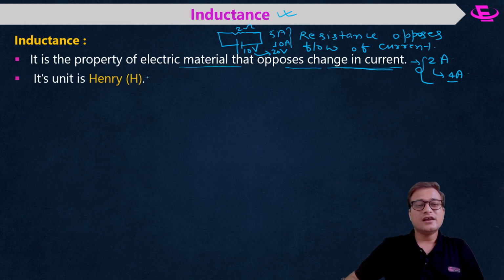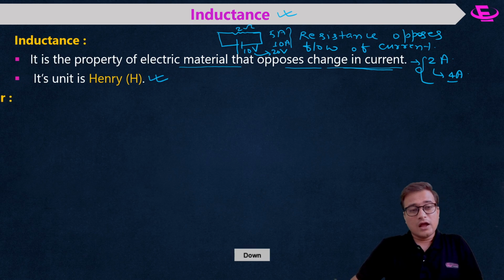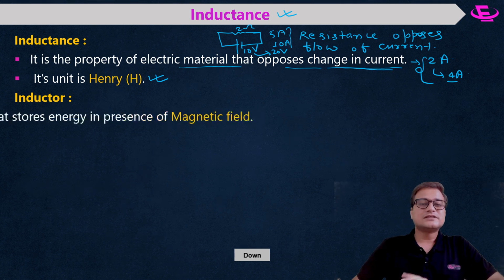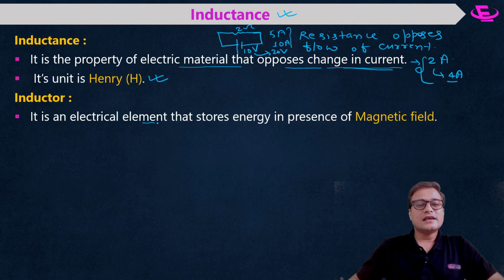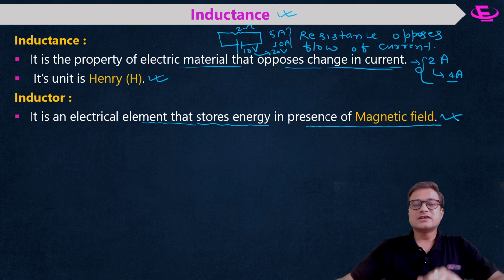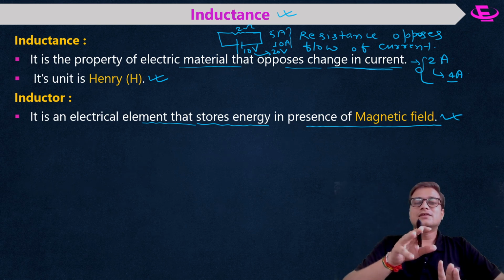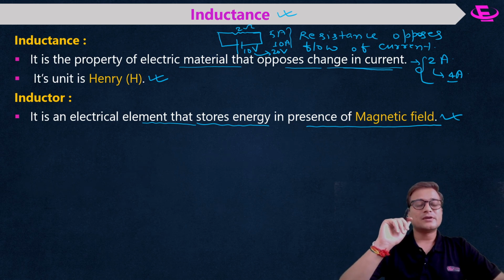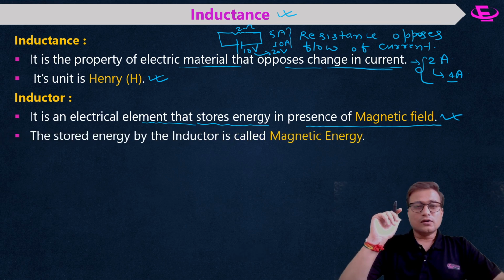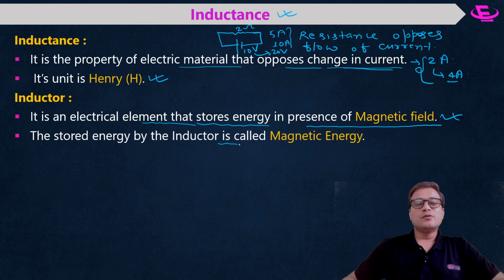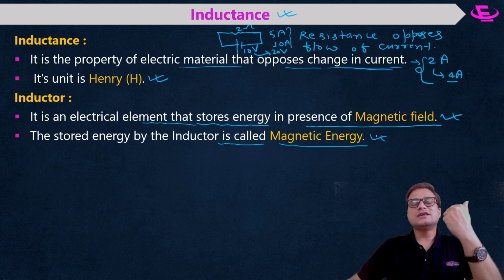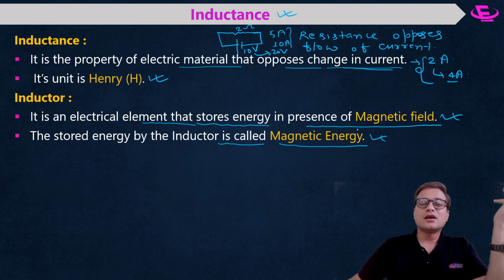Its unit is Henry, the name of a scientist. Let us discuss the inductor. What is an inductor? An inductor is an electric element that stores energy in the presence of a magnetic field. So the energy stored by the inductor will be called magnetic energy. Why? Because it is storing the energy in the presence of a magnetic field.